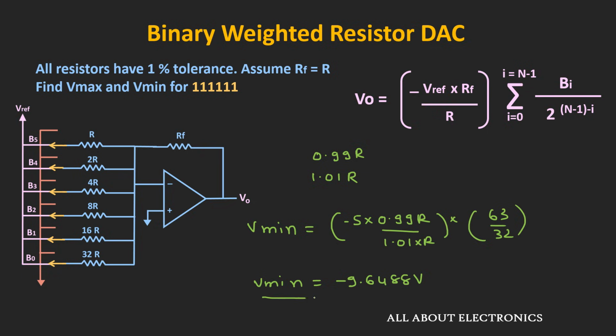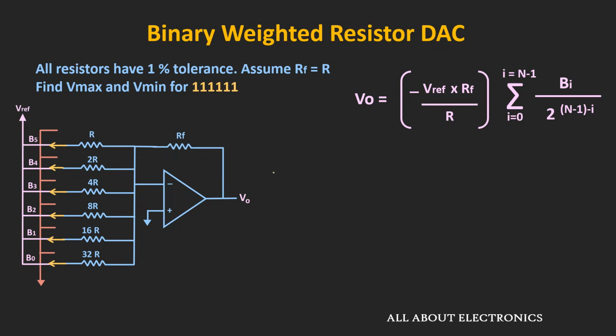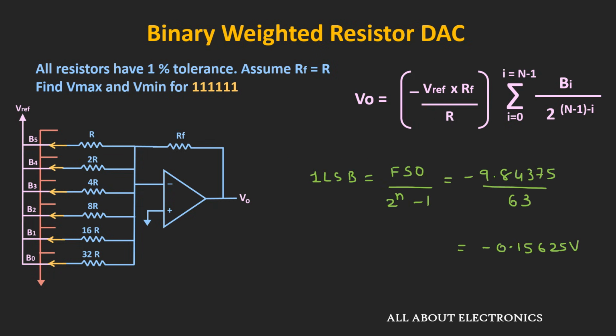Now if you compare this voltage with this ideal voltage, then the difference between the two is equal to 0.1949. That means we can say that the difference between the ideal output voltage and the minimum output voltage is equal to 0.1949 volt, which is in fact more than 1 LSB, because as we have calculated earlier, the value of 1 LSB is equal to 0.1562 volt. That means if we use the resistors with a 1% tolerance, then the maximum error in the output will be more than 1 LSB. So to avoid that, the tolerance of all resistors should be less than 1%.